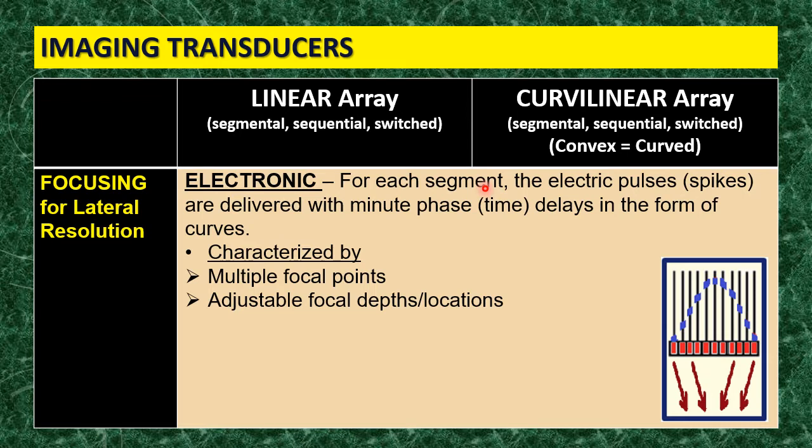This is for what? For the lateral resolution. So again, focusing for the lateral resolution is achieved by what? Both the linear and the curvilinear are achieved by electronic focusing via phasing. So this phasing will achieve multiple focal points, and again they are adjustable. I can make them shallower or deeper. I can get 3, 5, whatever number of focal points. So this is multiple and adjustable.